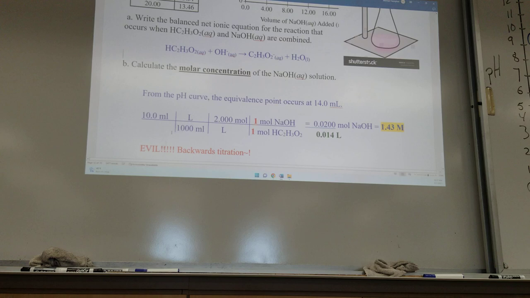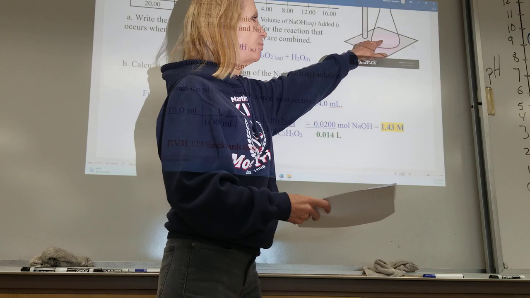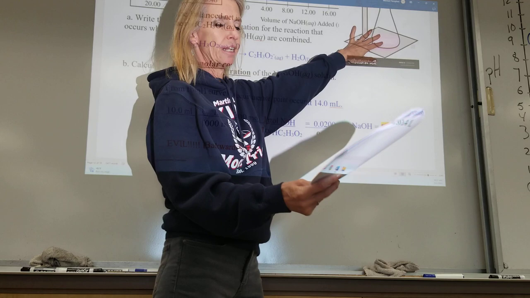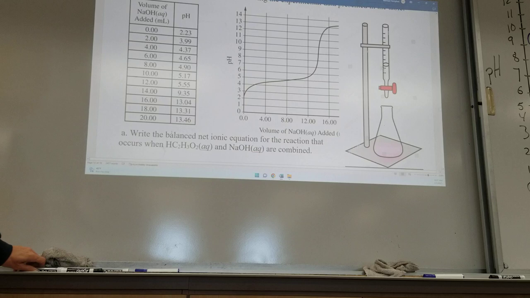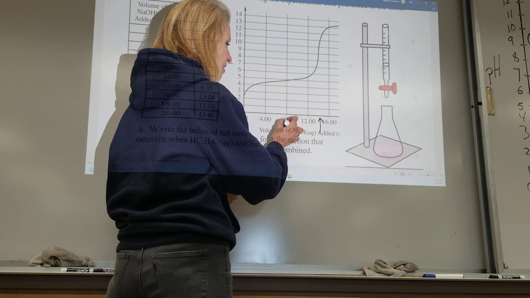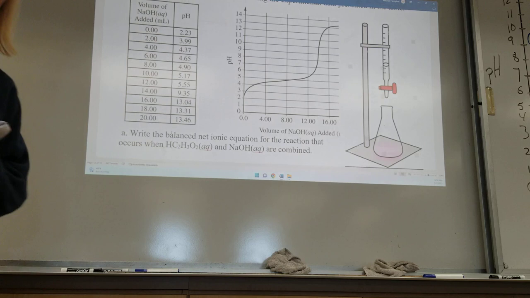The 10 mils. Start with the 10 mils. Go to the concentration of your analyte, like we know the concentration of the analyte. Then it's a 1-to-1 ratio. And then right off the graph, divide by the volume of hydroxide required. So if you look at the graph, this is 14, sort of, kind of, dead center between 12 and 16.